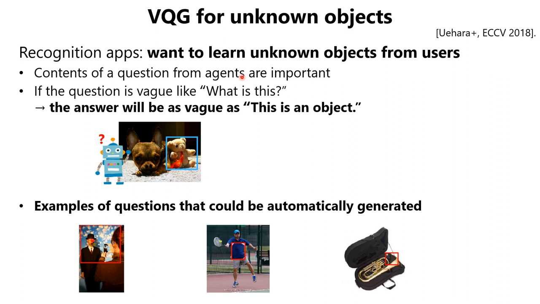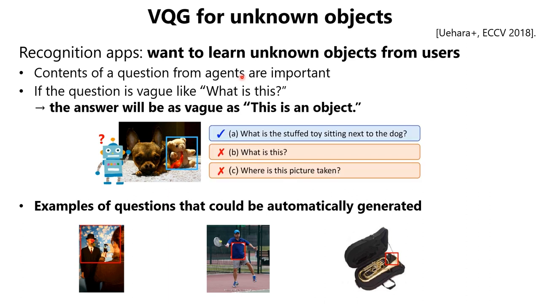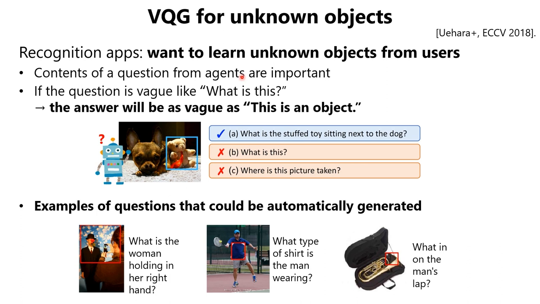For example, in this example, AI knows that it is a stuffed toy, but it doesn't know the detailed class. So the correct answer is teddy bear. As a generated example, in the middle image, AI knows that the man is wearing a shirt, but it doesn't know that the described class is a t-shirt. The AI can ask what kind of shirt it is. This is how the question generation works.